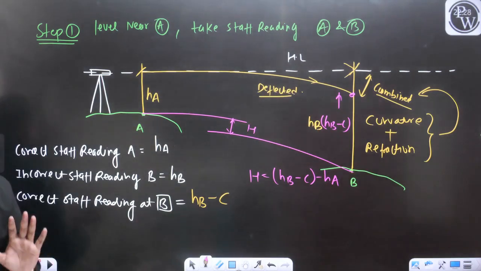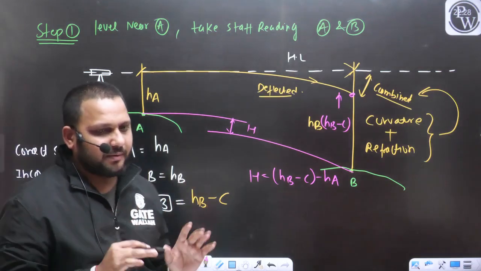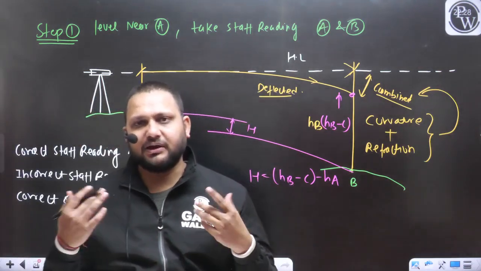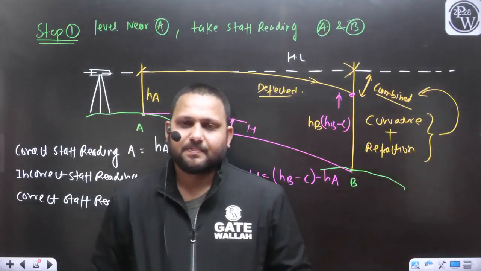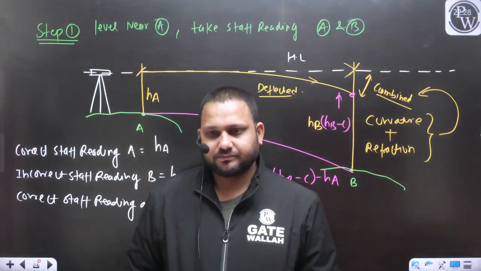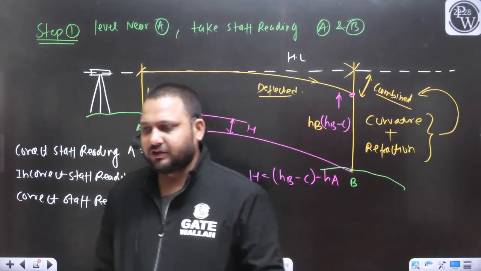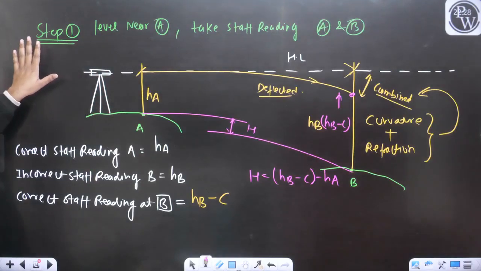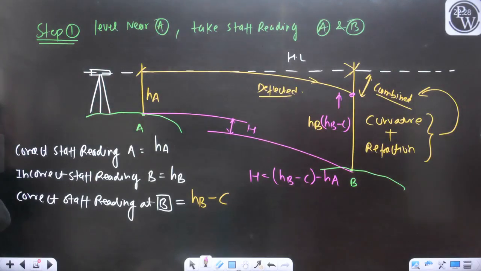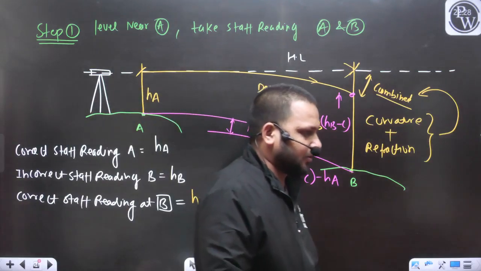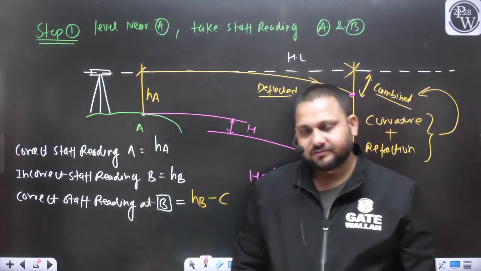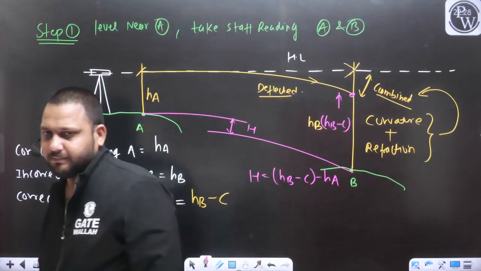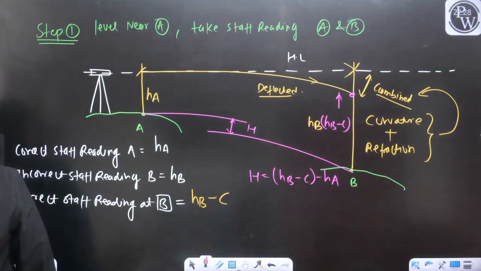As of now, the process of reciprocal leveling is not completed. So let's move further. This is not the final conclusion that we are going to draw. This is only step one of the reciprocal leveling. The process is not complete yet. So should we move to the next step?